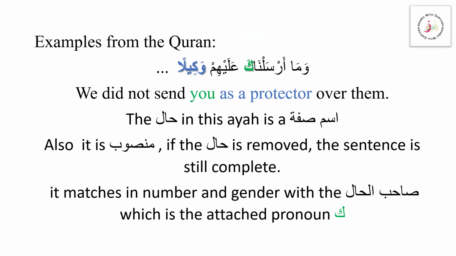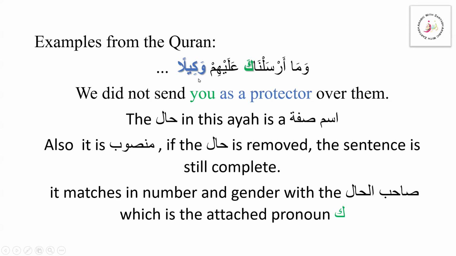The first example is "Wa ma arsalnaka alayhim wakila": We did not send you as a protector over them. Here I have highlighted the sahibul hal in green and our hal in blue. We see "wa ma arsalnaka", we did not send you. Is it still making sense? Yes. But what is the hal? "As a protector". We see that this is mansoob, this is an isim, and this is at the end of the sentence.